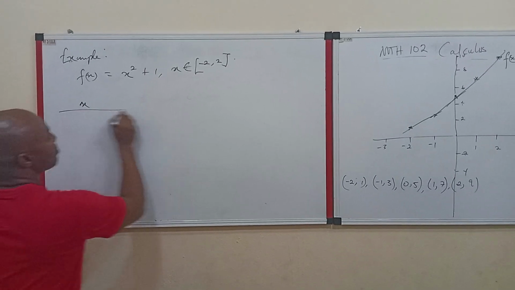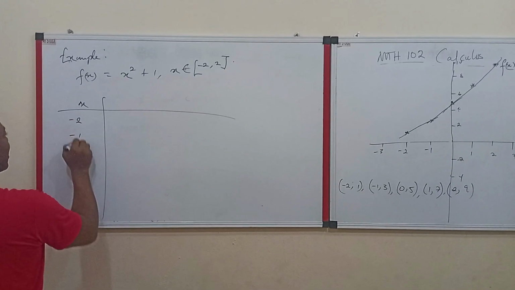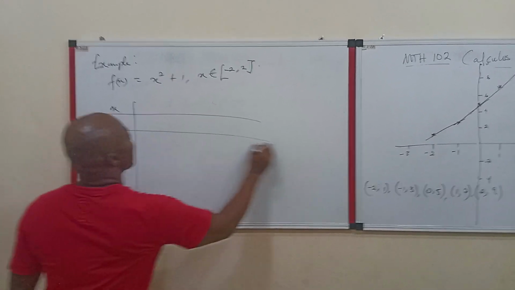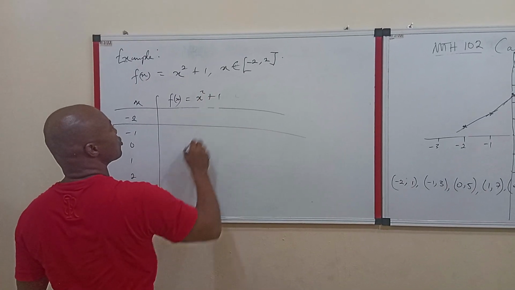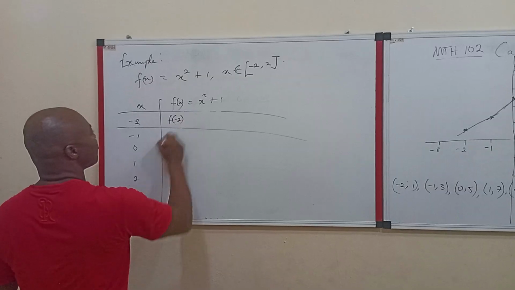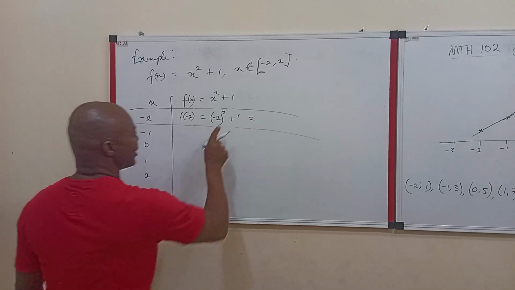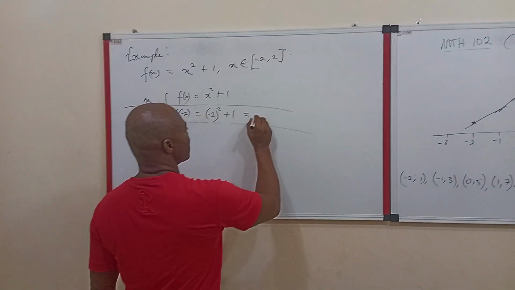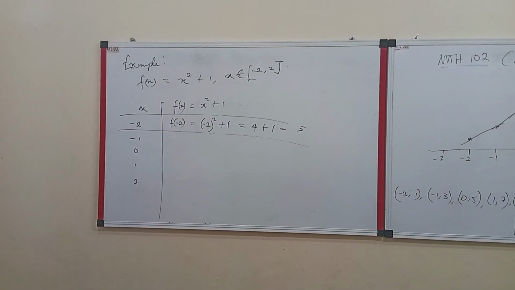All the x values are here. X values are minus 2, minus 1, 0, which are the domain values, 1 and 2. Now, this is the relation that we have, which is equal to x squared plus 1. When we impute minus 2 in place of x, we have minus 2 all squared plus 1. This will give you positive 4 plus 1, which is equal to 5.